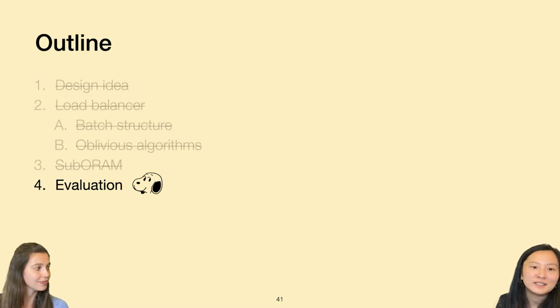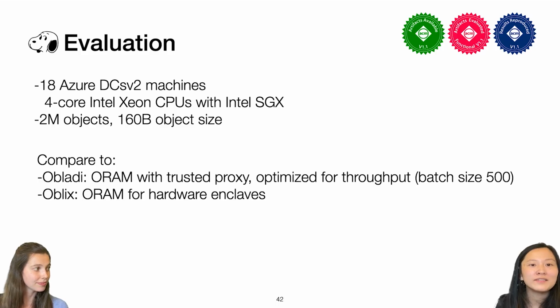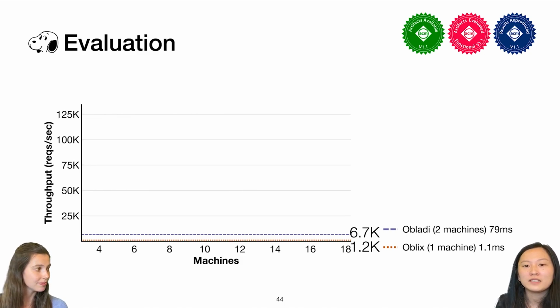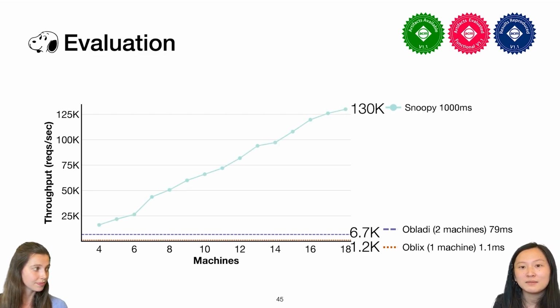Now we're going to talk about the performance of Snoopy. We evaluate Snoopy on 18 Azure confidential compute instances that have Intel SGX. We compare Snoopy to Obladi, which runs on 2 machines, and Oblix, which runs on a single hardware enclave. Our baseline Oblix reaches an average request throughput of 1,200 requests per second, and Obladi can process 6,700 requests per second. Now Snoopy, when we scale out to 18 machines, can reach a throughput of 130,000 requests per second with an average latency of 1,000 milliseconds.